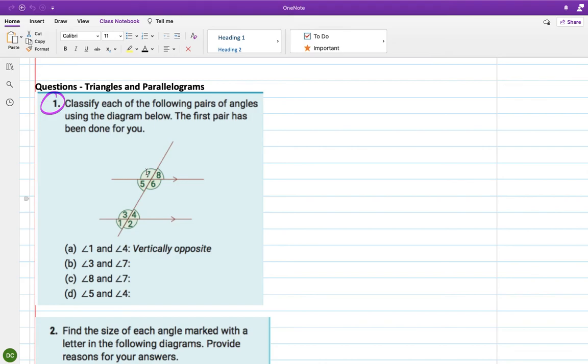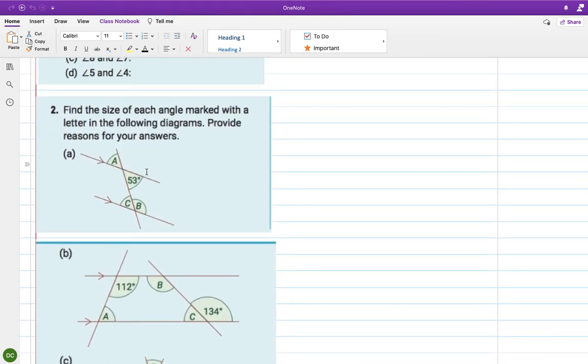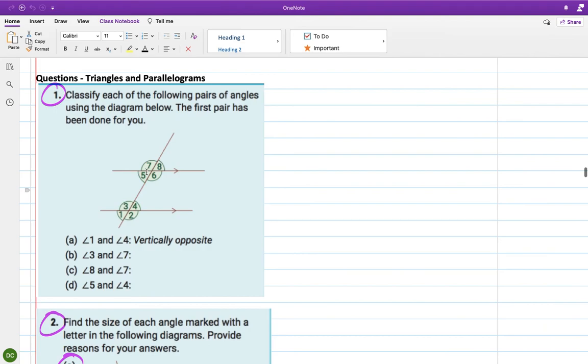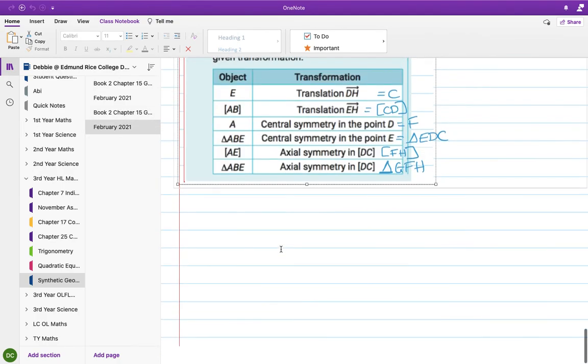Okay, and you need to decide, is there an X between them? Is there an F between them? Or is there a Z between them? And then from there you can decide. Okay, and then I would like you to do A and B of question 2, which is where you're actually finding the size of angles. And again, you're just using those 3 facts, nothing else, just the 3 things we talked about, okay?